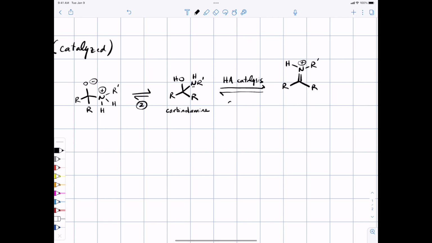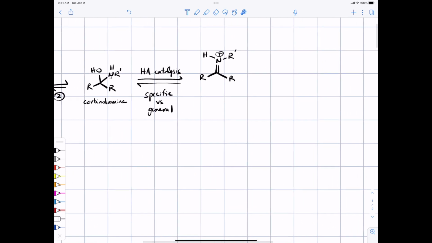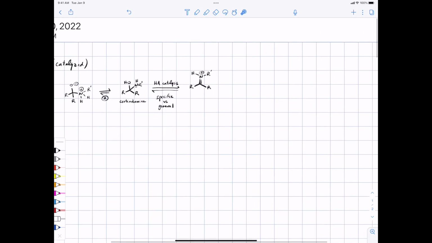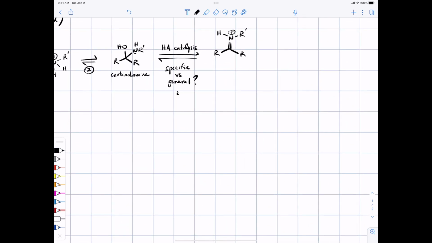And we're going to talk about whether that catalysis is specific versus general. That is, do you protonate the OH group first, and then in a slow step electrons kick down and the leaving group leaves? Or alternatively, does protonation of the OH group happen concomitantly with it leaving, in the same concerted step as the electrons kick down on the nitrogen? Which of those cases we're looking at will depend on conditions, and especially on pH, which we'll talk about.